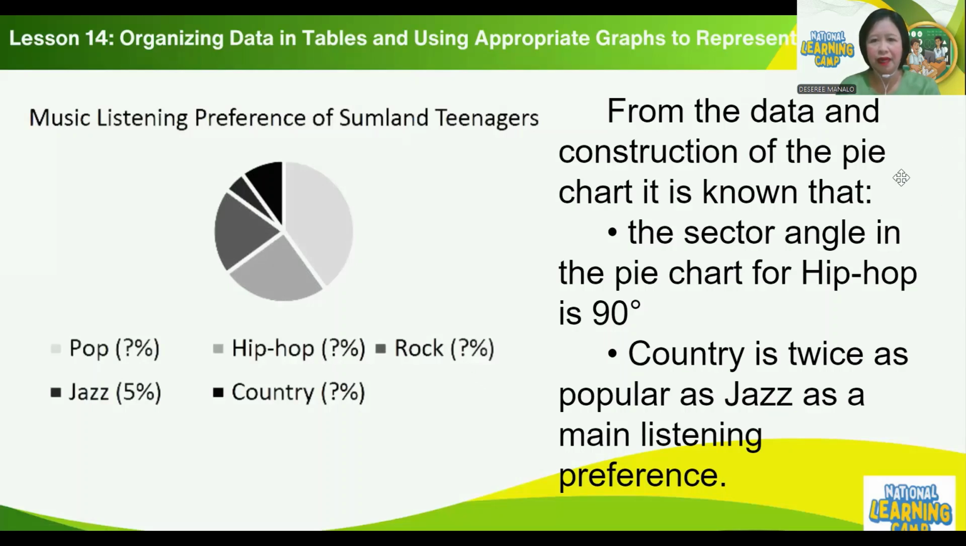So from data and construction of the pie chart, it is known that the sector angle in the pie chart for hip hop is 90 degrees. So this one is 90 degrees. Country is twice as popular as jazz as a main listening preference.